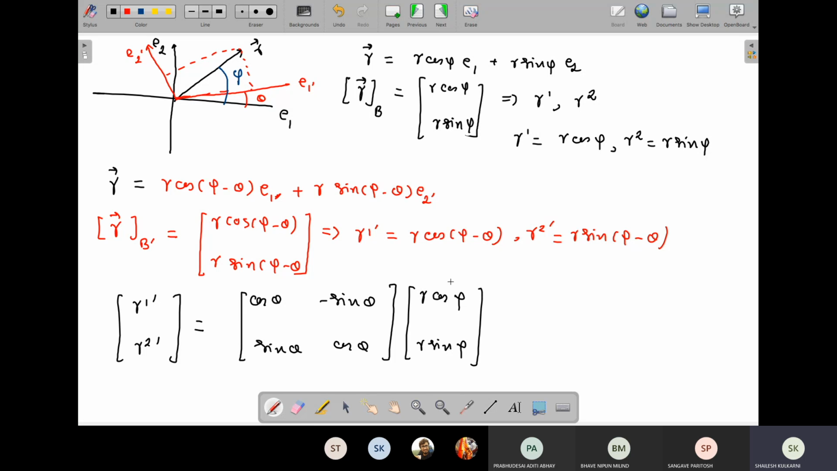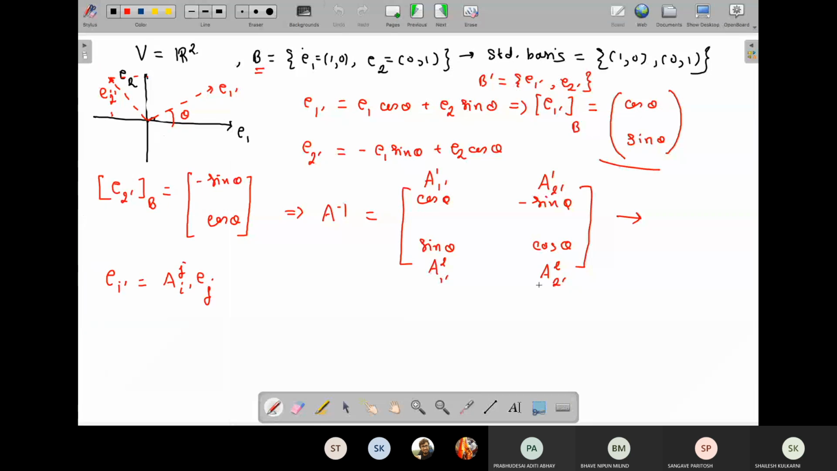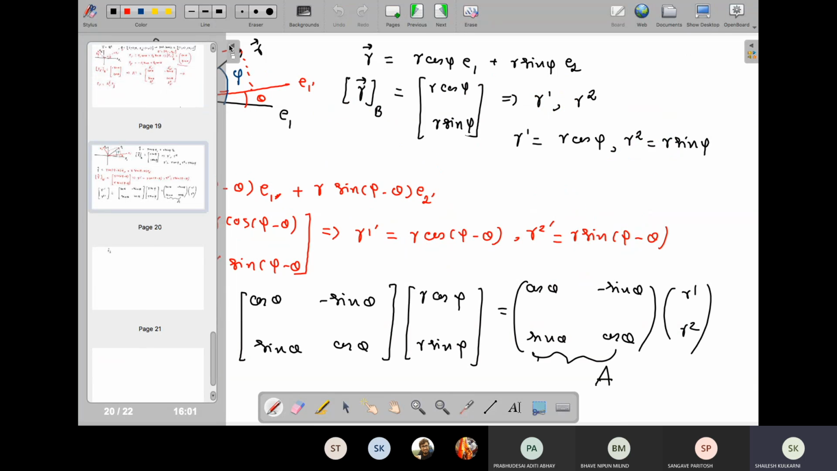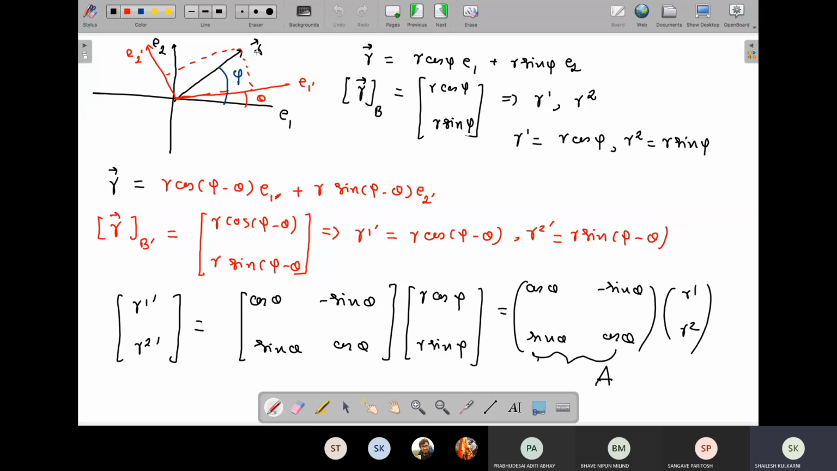Okay, but what are these? These are nothing but your R1 and R2. So this will be equal to cos theta, minus sin theta, cos theta, R1, R2. Okay. So this is my matrix A, and you can see that this A matrix is the inverse of this. So this is your inverse of A. So we have denoted it correctly. I obtained this by direct computation, geometrically, right? So I resolved R in the E1 prime, E2 prime system.